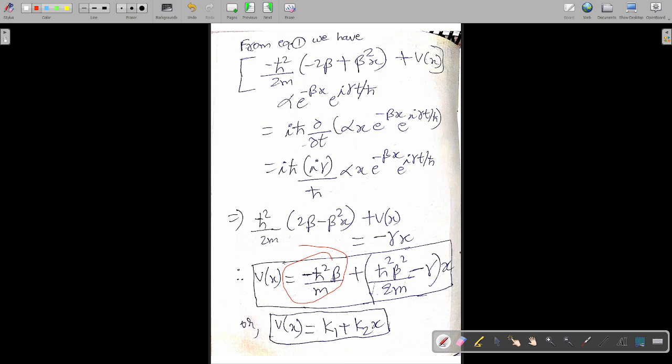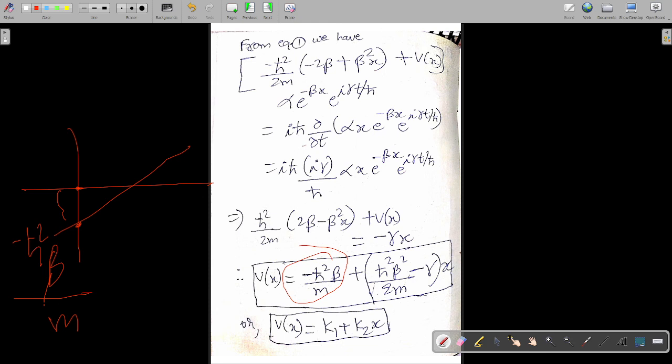So minus h cut square beta by m is clearly negative after putting x equal to 0. X equal to 0 is at this point. So at x equal to 0, we are getting this y value. So this intercept is clearly equal to minus h cut square beta divided by m. This is the y-intercept. Now, y equal to 0 is at this point. This point corresponds to x equal to 0, and this point corresponds to y equal to 0.